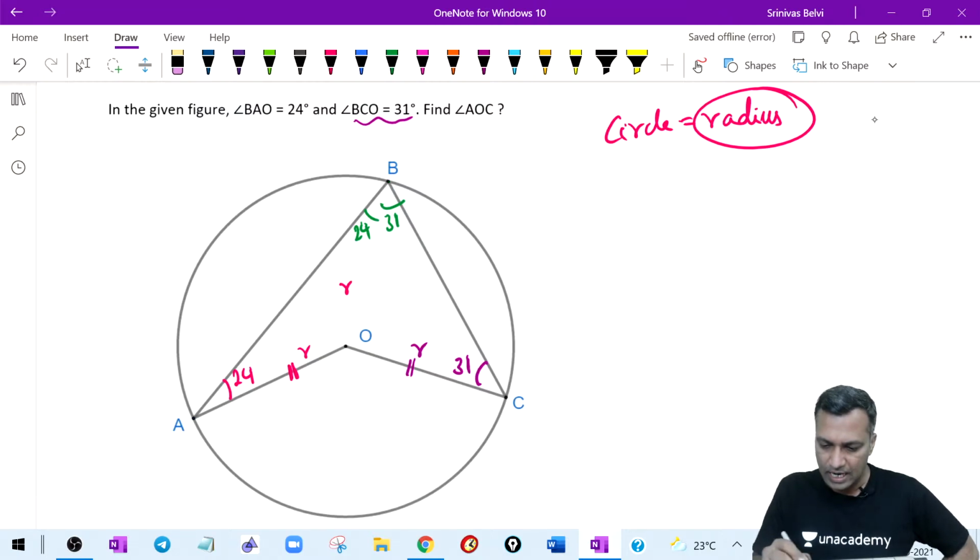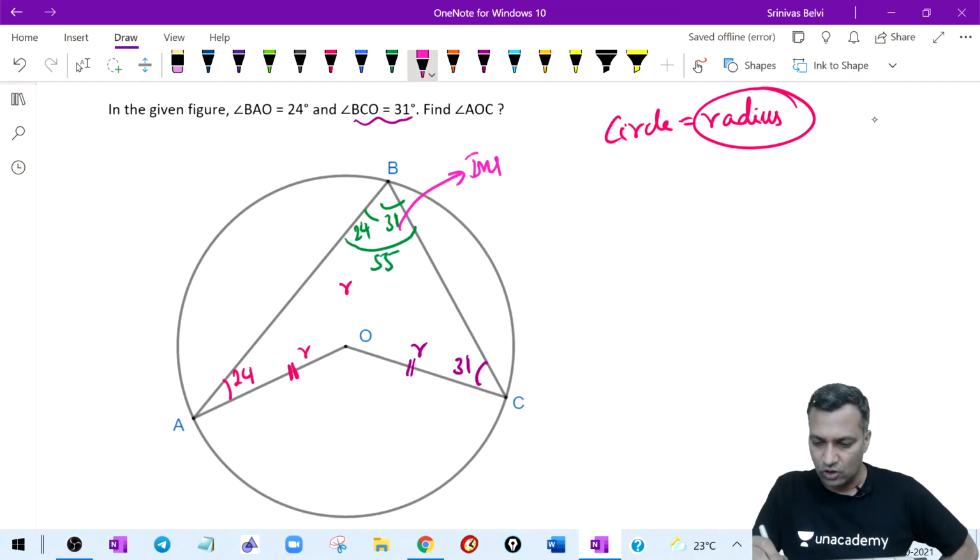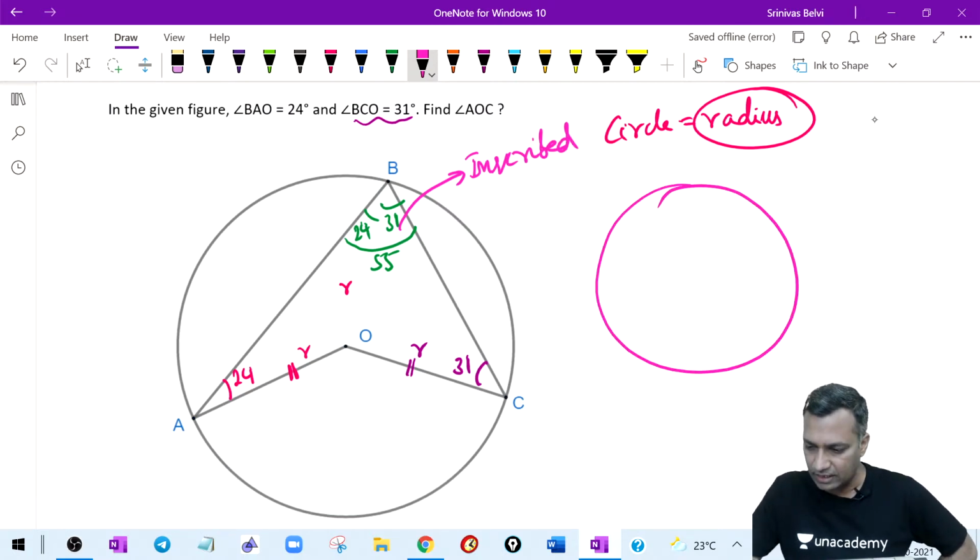Now I know that the angle here is 31 plus 24, which is nothing but 55. If this is 55, this is called the inscribed angle. That's the name, inscribed angle. You might have seen these kinds of figures.